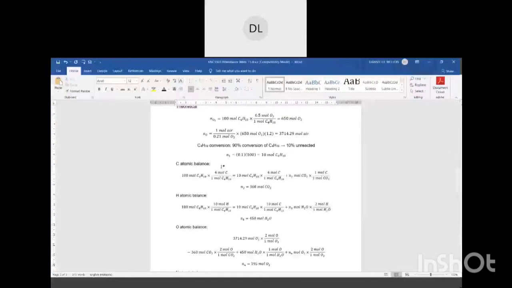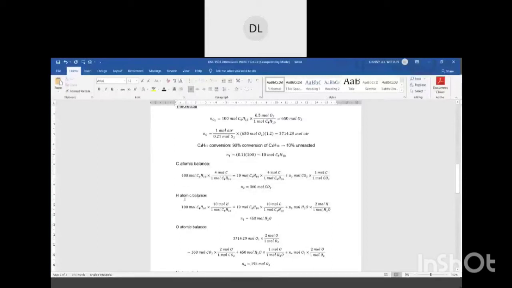So 100 moles of butane times 4 mole carbon over 1 mole of butane is the input, and the output is 10 moles butane times 4 moles carbon over 1 mole butane, and then plus N2, which is the carbon dioxide, mole CO2 times 1 mole carbon over 1 mole carbon dioxide. So N2, you will get 360 mole CO2.